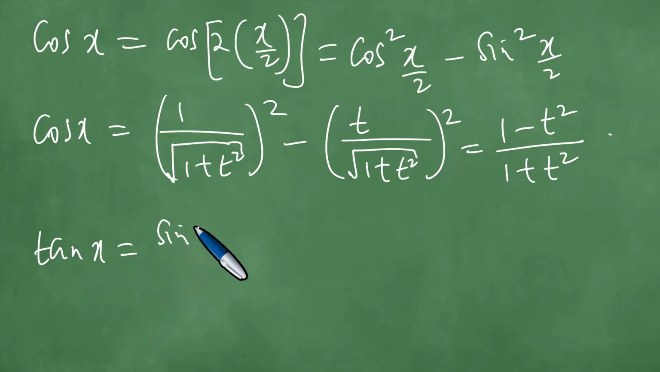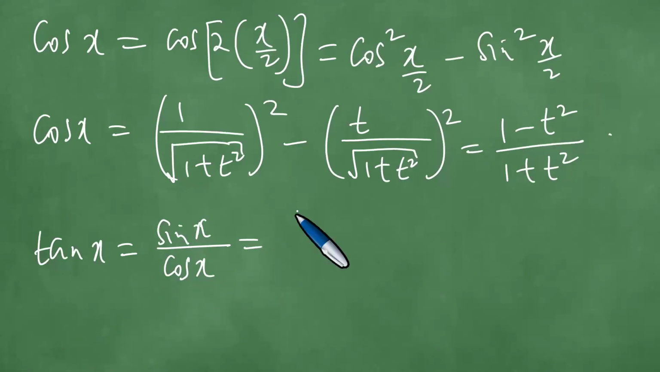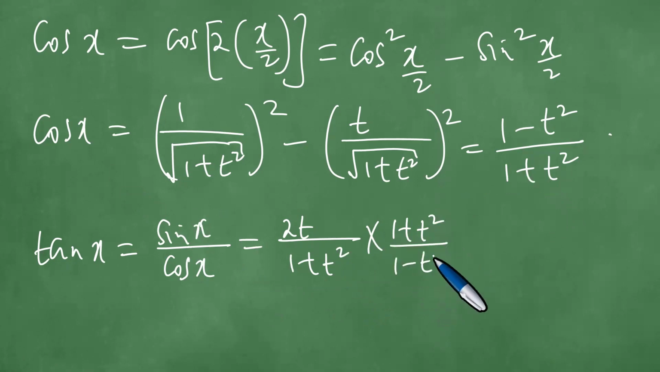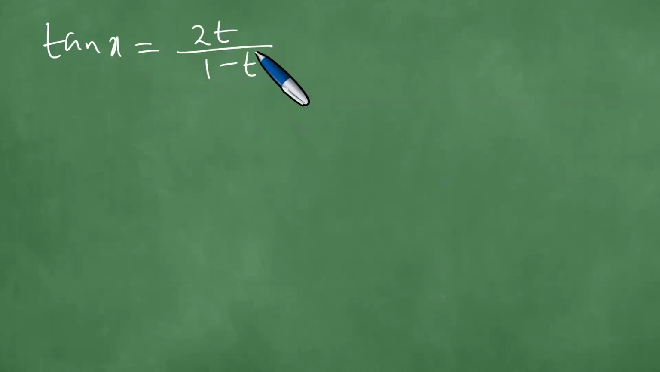The tangent of x, we know, is the sine of x over the cosine of x. So we've already seen the sine of x. What is the sine of x? It is 2t over 1 plus t squared. Now the cosine of x is this, but it's in the denominator, so we invert it, and this cancels out, giving us 2t divided by 1 minus t squared. So the tangent of x is 2t divided by 1 minus t squared.